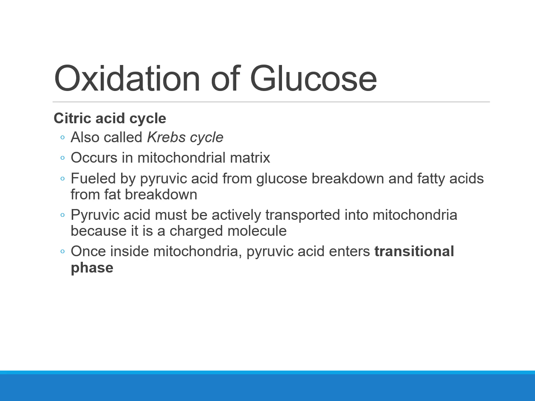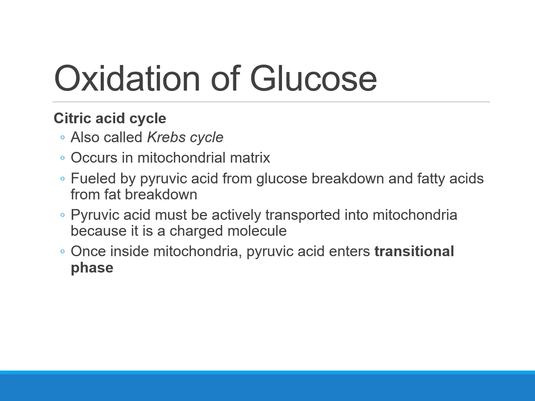Then we enter into the citric acid cycle, also known as the Krebs cycle. This is where we move our whole reaction to the mitochondrial matrix. This is fueled by the pyruvic acid from the glucose breakdown. Also, fatty acids can enter from fat breakdown at this particular point. The pyruvic acid must be actively transported into the mitochondria because it is a charged molecule.